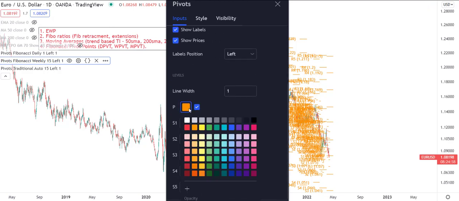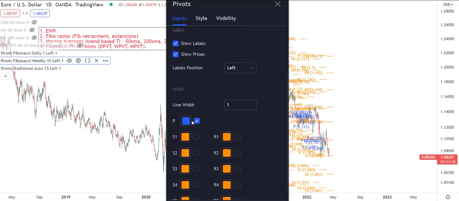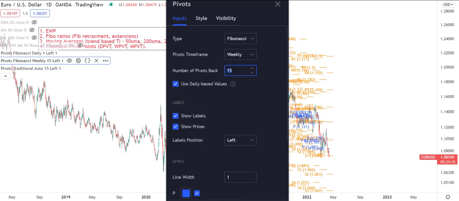I use a blue color for the weekly pivot, and also I don't keep the rest of the levels on the chart, only the pivot. Number of studies back, I need 2 weeks of study. I need the current week from Monday to Friday, and I also need the finished week, the last one, to refer to in order to find possible entry points, trading areas, or stop losses. For now, just put 2.